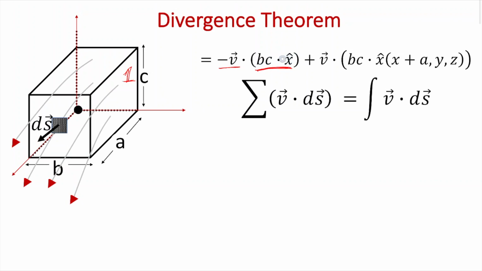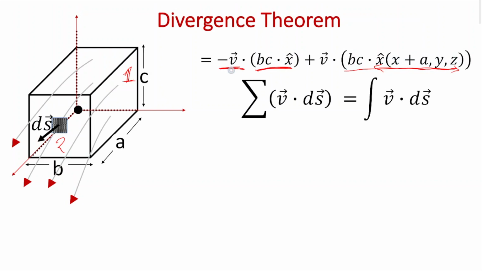The direction of area is always perpendicular to the area. Then the fluid that is leaving the phase 2 is V times the area vector. Here the area is the same, BC. The vector is this one, x plus a, y, z.